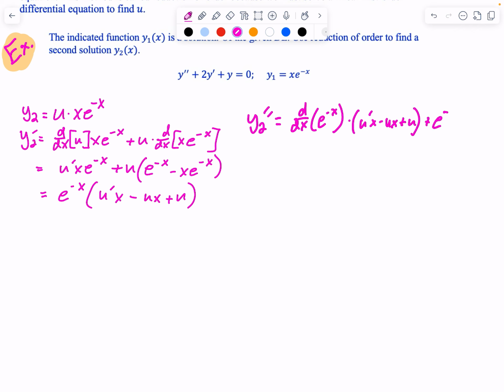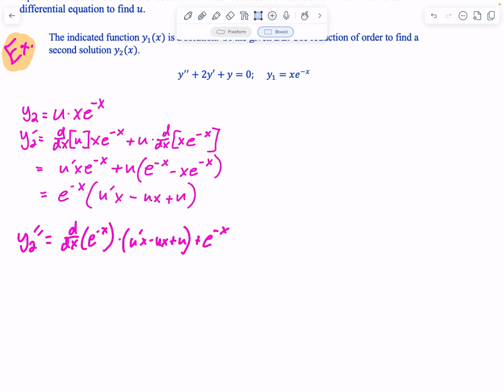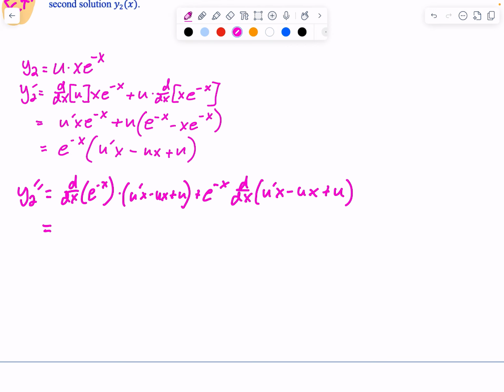plus e to the negative x times the derivative. Okay, maybe I should have kept it down there. Wishful thinking. Sorry to annoy you. All right, so I have that. It's just my product rule. All right, derivative, I'm going to get negative e to the negative x times u prime x minus ux plus u. I didn't touch it.